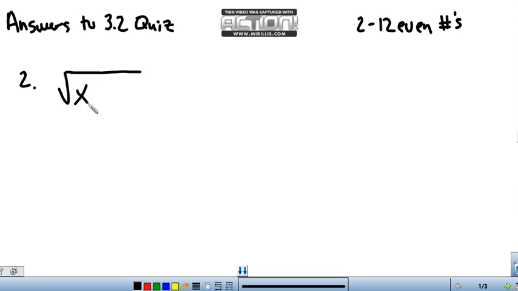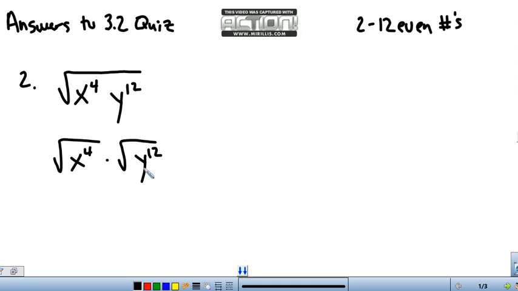You have the square root of x to the 4th power times y to the 12th power. Okay, so what I'm going to do is break this up and make this the square root of x to the 4th times the square root of y to the 12th. Right, so this means what multiplies itself 2 times to equal x to the 4th power? That will be x squared. Okay, same here. What multiplies itself 2 times to equal y to the 12th power? And that will be y to the 6th. Okay, so your answer for this one is x squared y to the 6th.